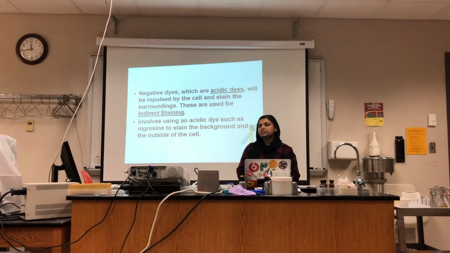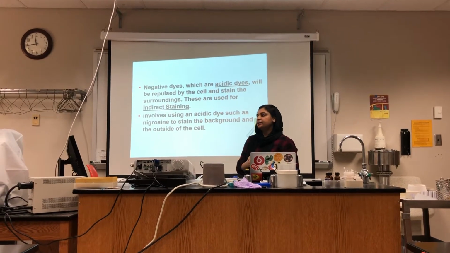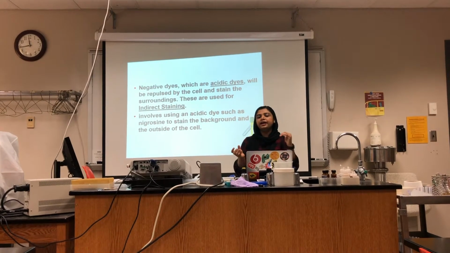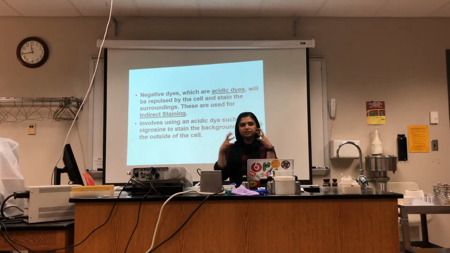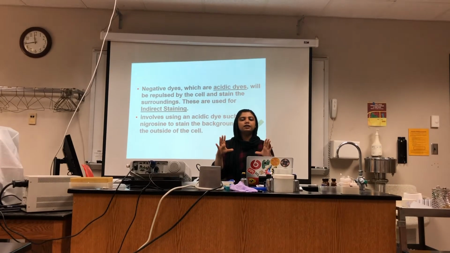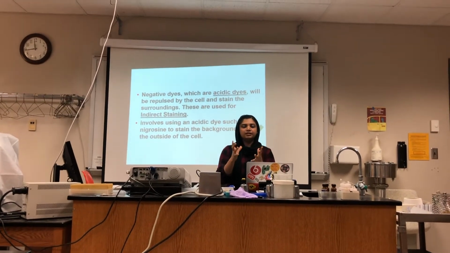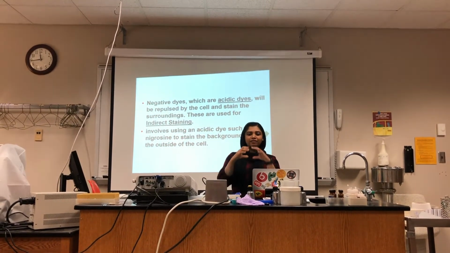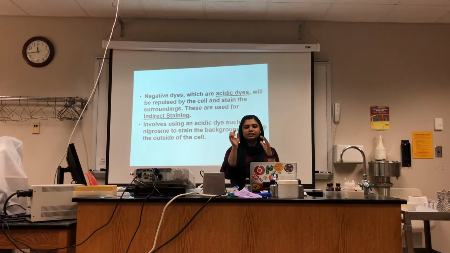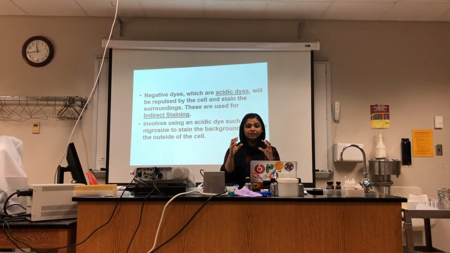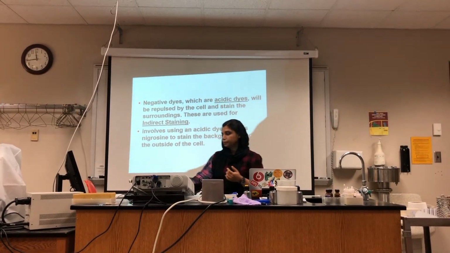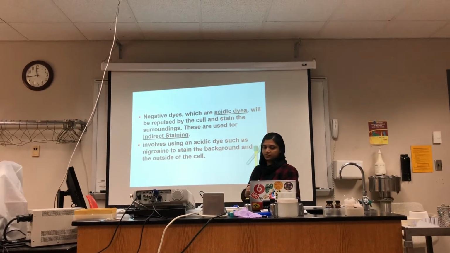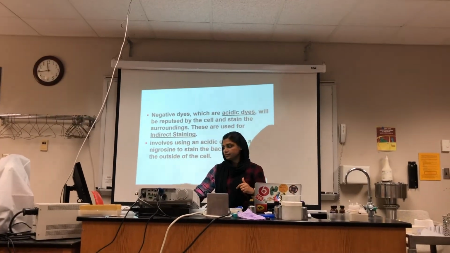Negative dyes are called acidic dyes, and as I already said, the cells are negatively charged, so if we add a negatively charged dye, it will get repulsed. So the background will be colored and you could see the cells colorless. This type of staining is mainly done to see if a cell has a capsule. So we could see the capsule much more clearly than in the direct staining method. An example of an acidic dye is nigrosin. We will be using nigrosin in this class.